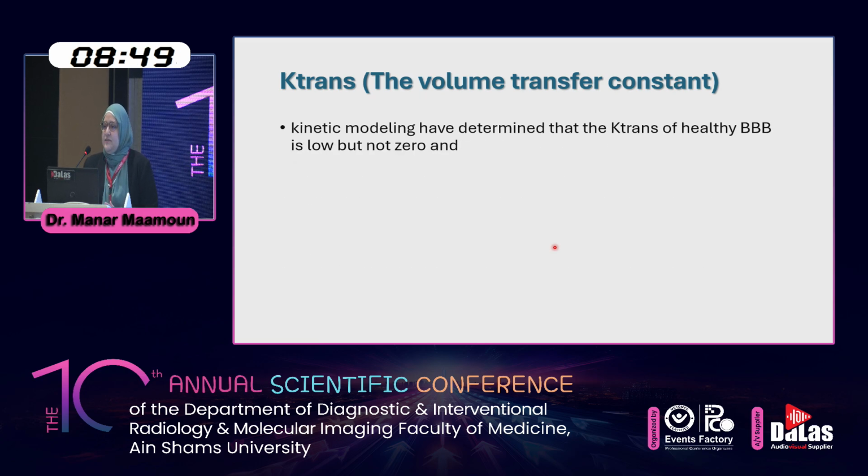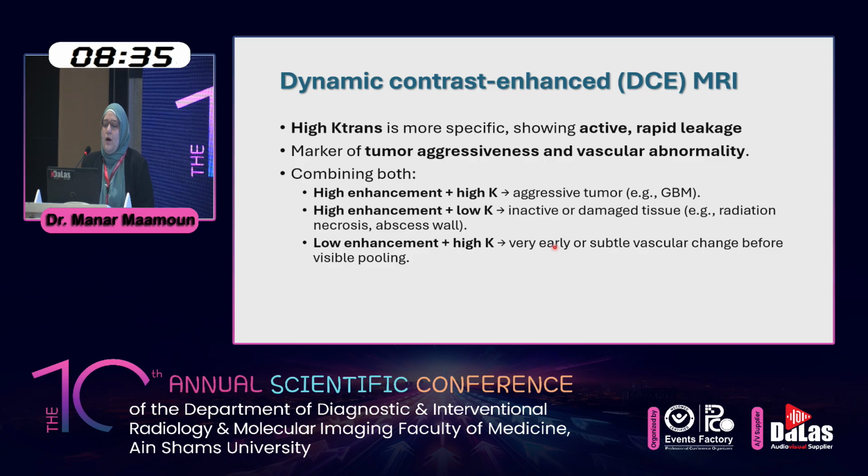The K-trans depends on disruption of the blood-brain barrier, but this doesn't mean that it goes to zero in normal tissue. It will be a low K-trans value, but not zero. High K-trans value is more specific than cerebral blood volume for showing how aggressive the lesion is. We prefer to combine both techniques.